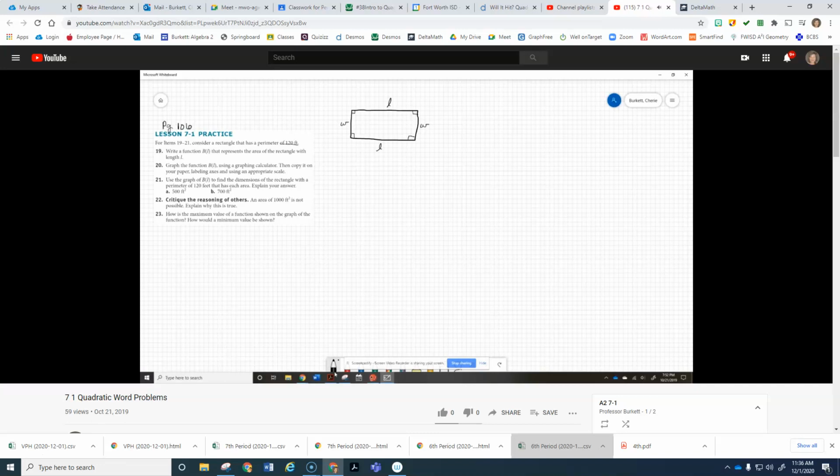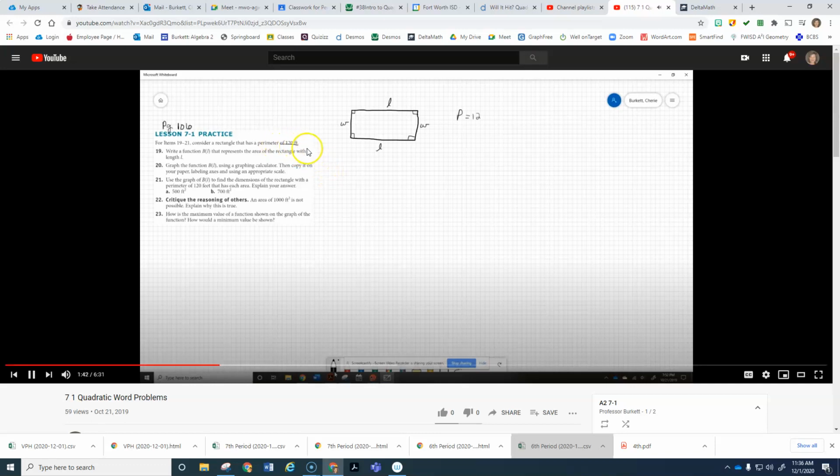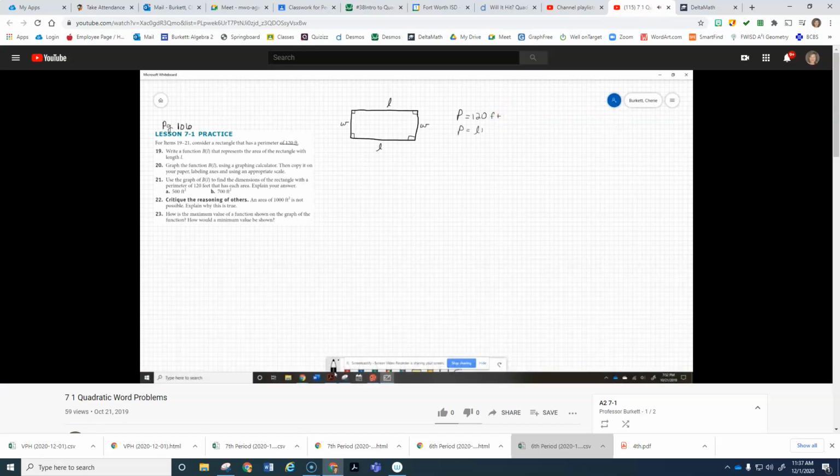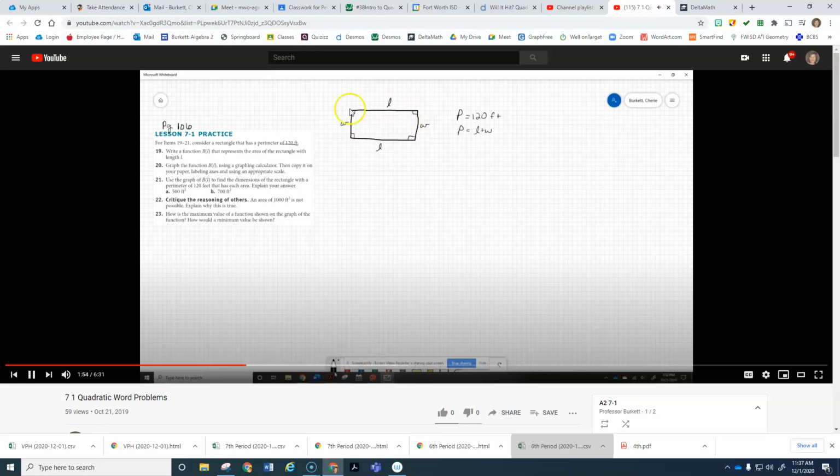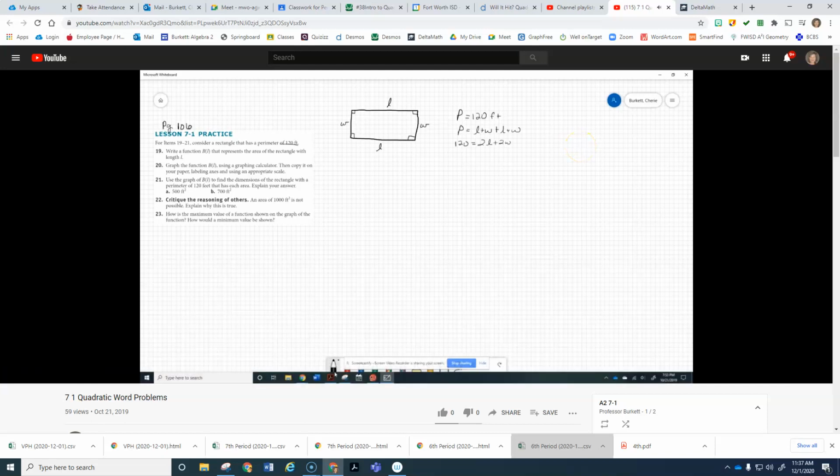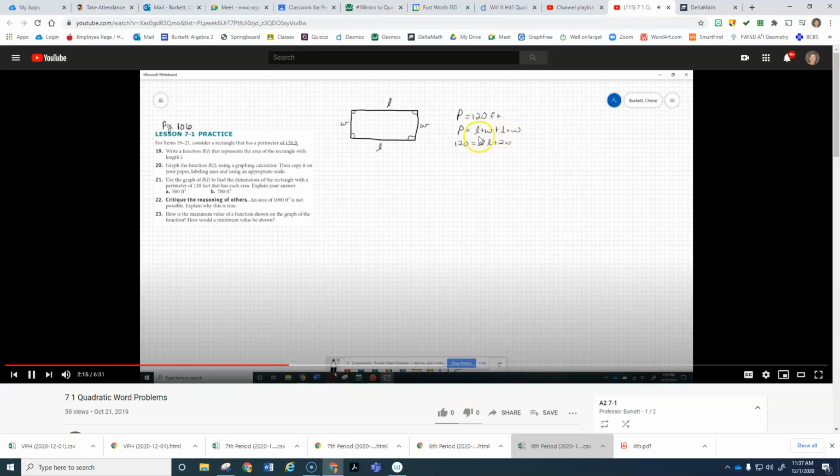The perimeter of this rectangle is 120. All right, so think back to geometry. What is the perimeter? The perimeter is the sum of all the sides. So if I add the length plus the width plus the length plus the width, then I know that that is going to be 120. I'm going to do some algebra right here. I'm going to combine like terms: 2 length plus 2W. Why? Because I can, and that makes my equation a little bit better.